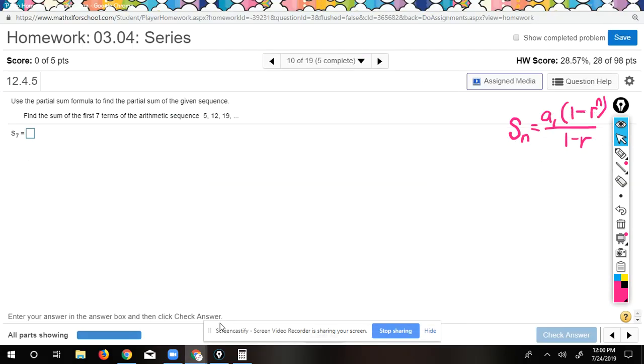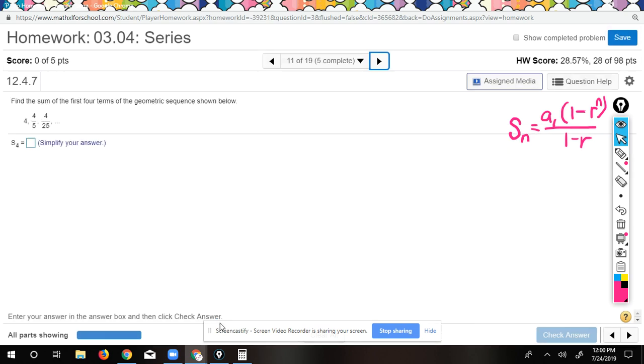Okay, I knew we were running out of time. So now we're on number 11. Find the sum of the first four terms of the geometric sequence below. So we're still dealing with a geometric sequence. It's going to have a little different ratio. Definitely going to be a fraction.